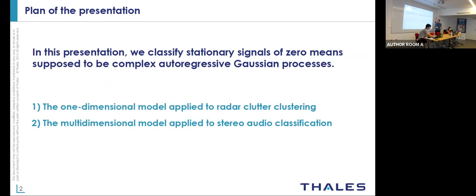In this presentation, we will classify stationary signals of zero mean, supposed to be complex autoregressive Gaussian processes. In the first part, I will present the one-dimensional model, the simpler one, and we will apply it to radar clutter clustering. We will see that a manifold appears, which is a product of Poincaré disks. In the second part, I will present the multidimensional model, and we will apply it to stereo audio classification. In this second part, a product of Siegel disks will appear in our article with Frank Nielsen, published in GSI. We present some geometrical tools in the Siegel disk to perform the classification.